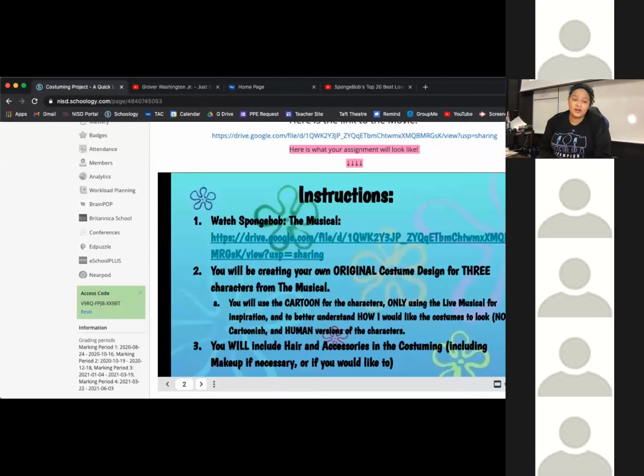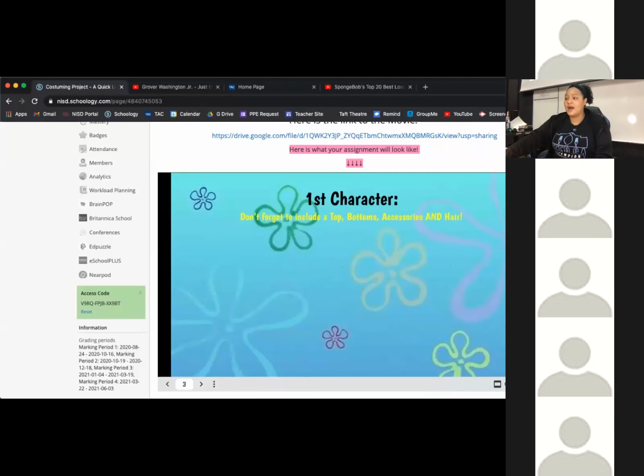So like I said earlier, I don't want crazy makeup faces, but if it's something that comes onto the face and it's part of the look or the costume or the overall character, you can add it in. So I'm not going to say you can't put makeup. That's completely fine.